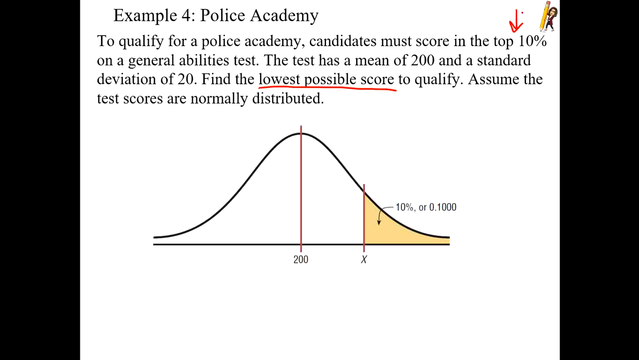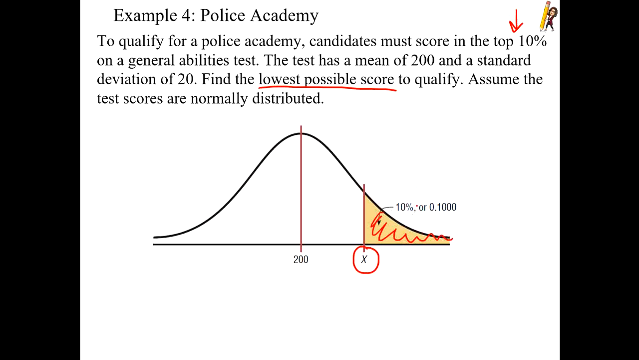So what is really going on? If we draw our bell curve, they said our mean, which is in the middle, is 200. We have a standard deviation of 20, which we won't label quite yet. And they want us to find what score has to go here on that x-axis of our bell curve in order to fall in the top 10%.